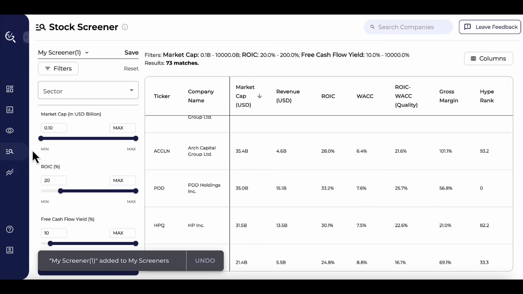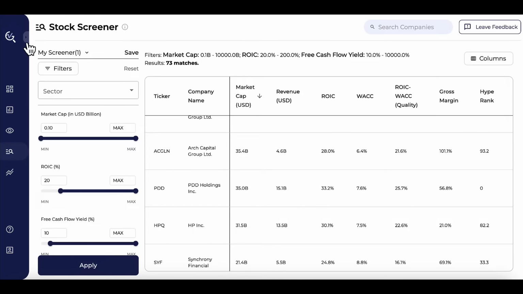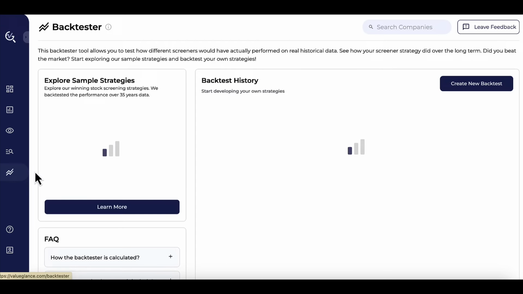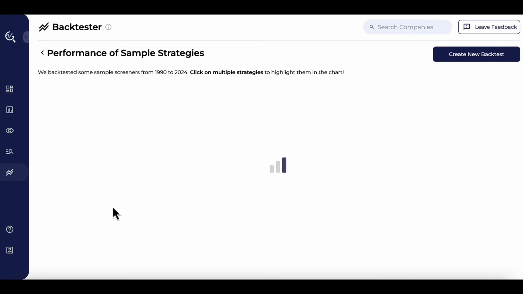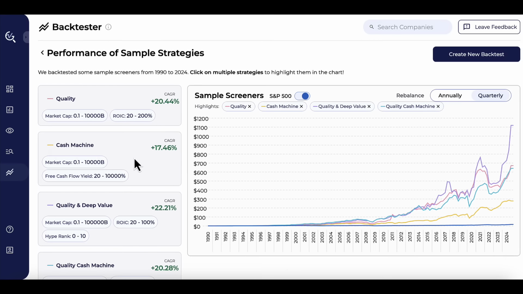But how do we know that we have a great market-beating strategy? So to do that, we go to the Backtester. Now we have some sample strategies here that you can look at. We see quality cash machine, quality deep value, just to give you some starting strategies to play around with. And what we're showing in this plot here is how $1 grows over the past 35 years, going back to 1990, by using these different strategies on real historical market data.